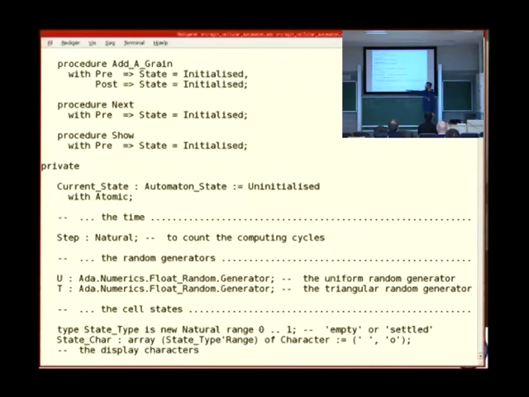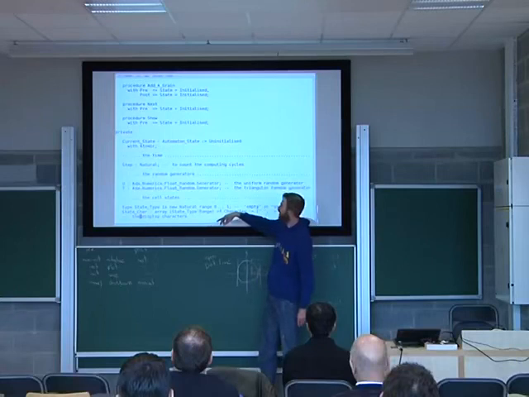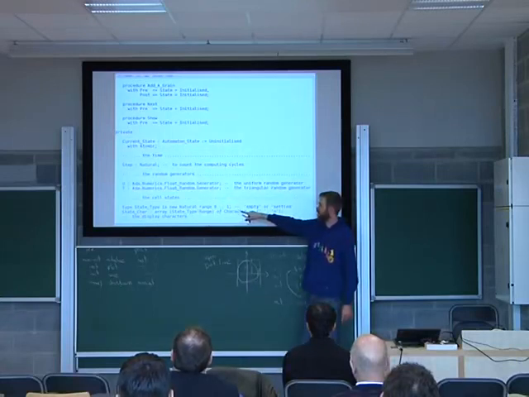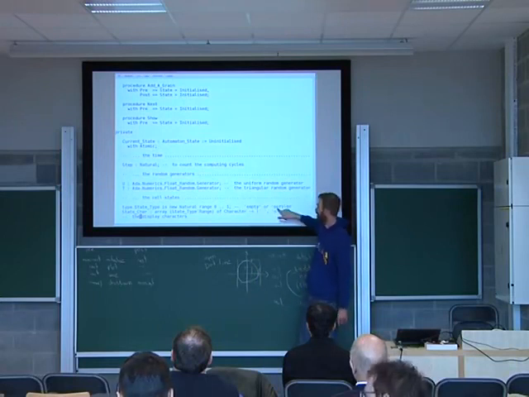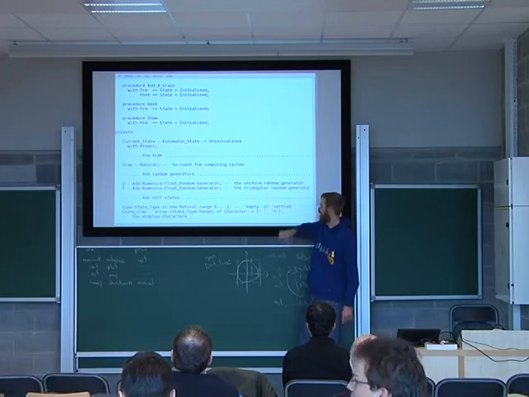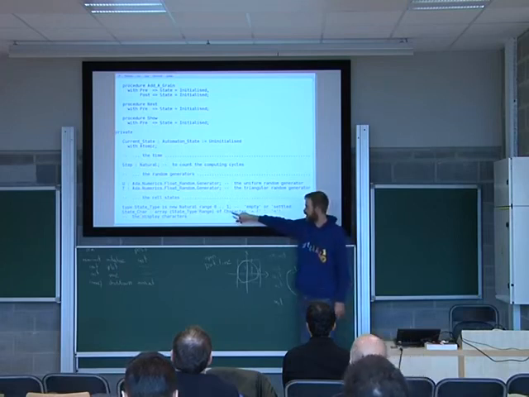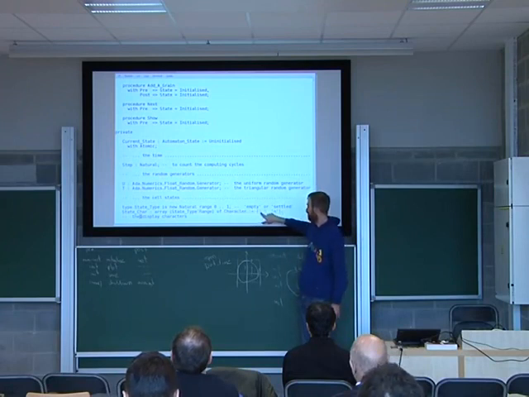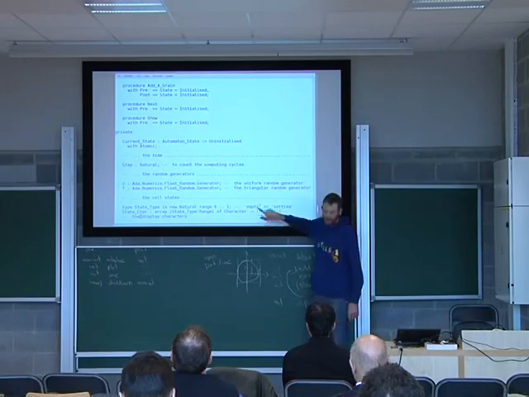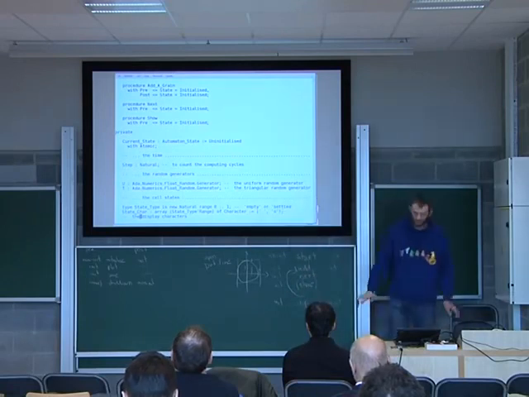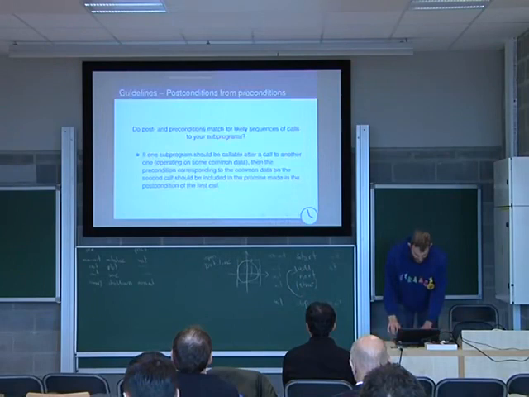In Ada, you can declare enumerated types as I did for the automation state. So in a case like this, you make a state type which is empty, settled, and then you derive this representation array with the characters, also making sure that you say that empty gives you space, settled gives you the lowercase o. But that's it.